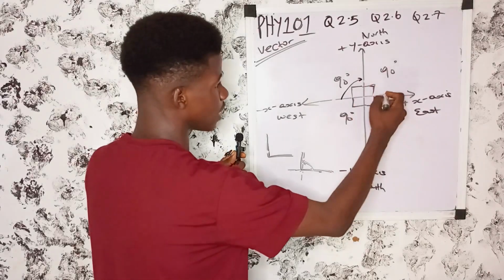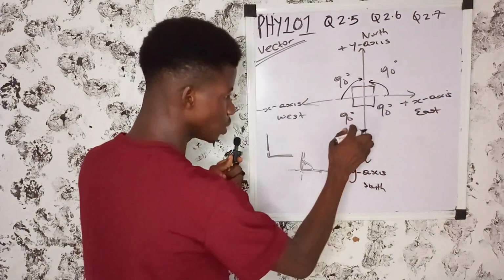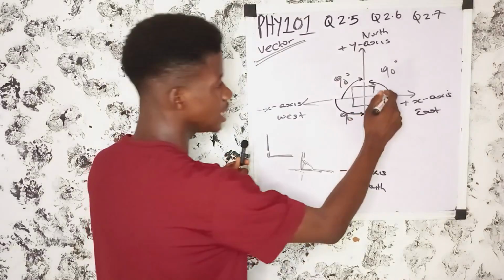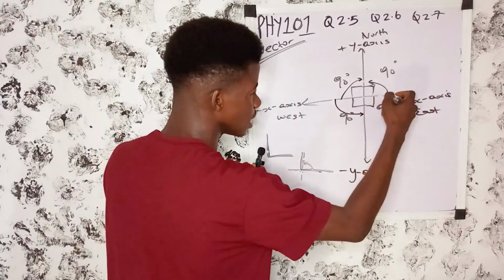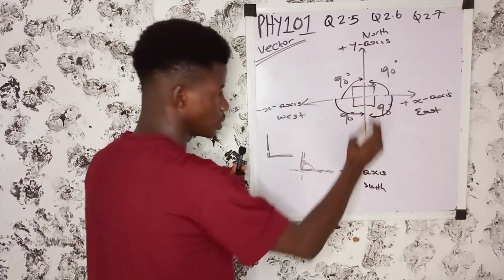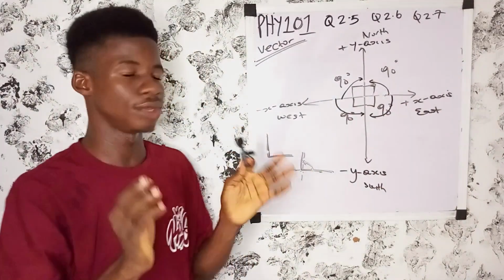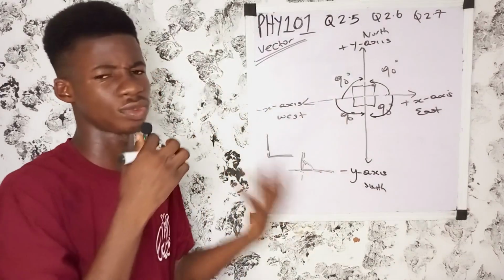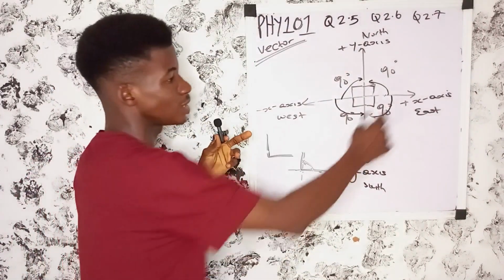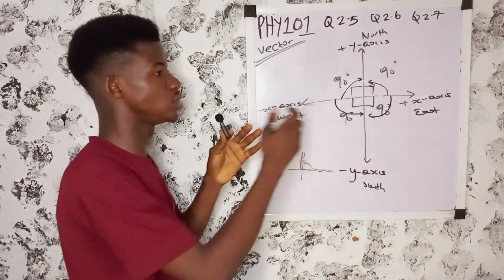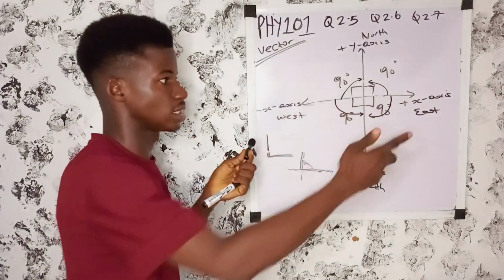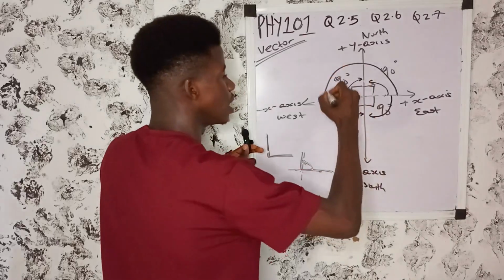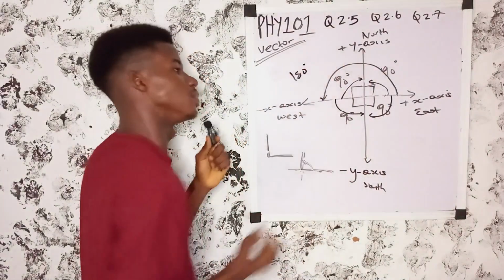The angle here is 90 with reference to this positive x. The angle here is 90 with reference to this negative x towards this vertical line. Then the angle here is also 90 with reference to this positive x towards this y. Now, I'm telling you the angle in the negative x axis. With reference to this positive x, the angle here is 180. Remember, I said with reference to positive x. From here to here, the angle is 180 degrees.